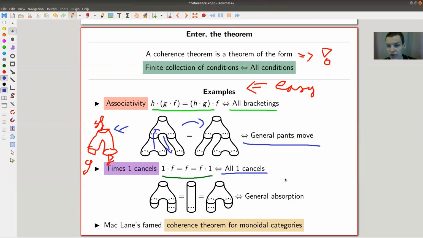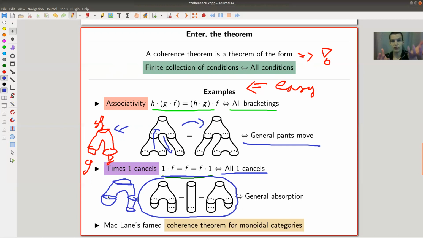And again, this is a coherent theorem which has a really beautiful topological interpretation. I think of 1 as a little cup, and times 1 would be taking the pair of pants. As you can see in the picture, you can contract the cup into the pair of pants, and you just get a cylinder, which is the identity operation, taking f to f. So this is another example of a coherent theorem.